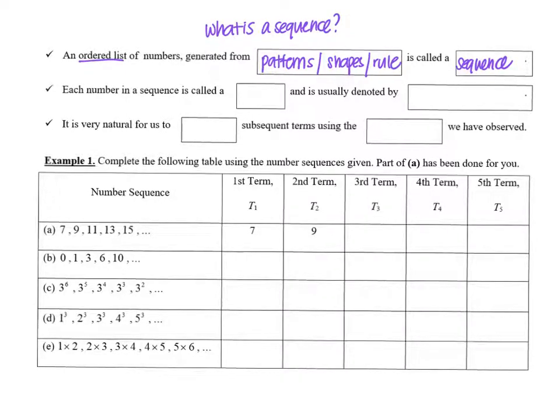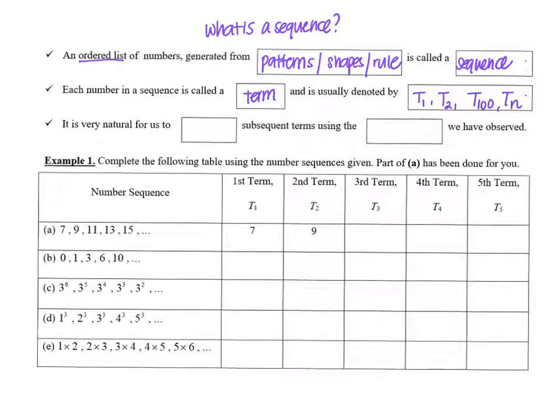Now, each number in this sequence has a particular name. It is called a term. They are usually denoted by, for example, if I want the 100th term, it will be T100. If I want the first term, then it will be T1, and T2, and so on and so forth. And if I want an nth term, meaning I do not know which number it is, it will be Tn.